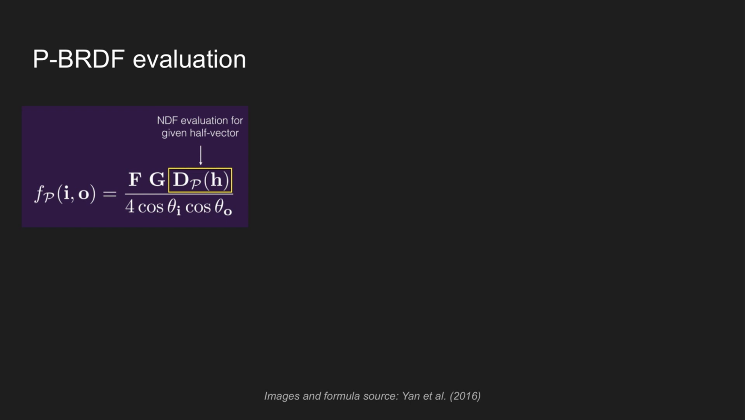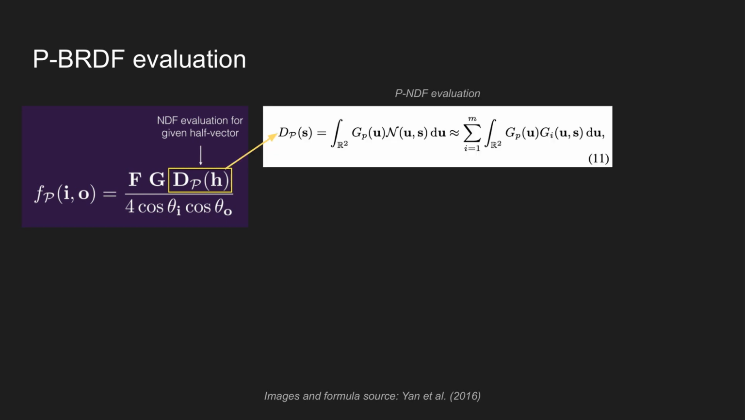This corresponds exactly to the classic Torrance-Sparrow BRDF, only the normal distribution D is now being replaced by a new function which we call the P-NDF. This function is the following. The authors of the paper call this a P-NDF evaluation.